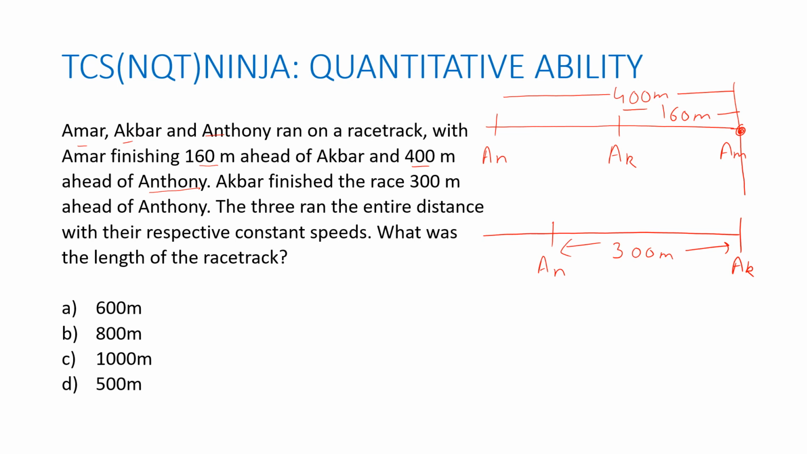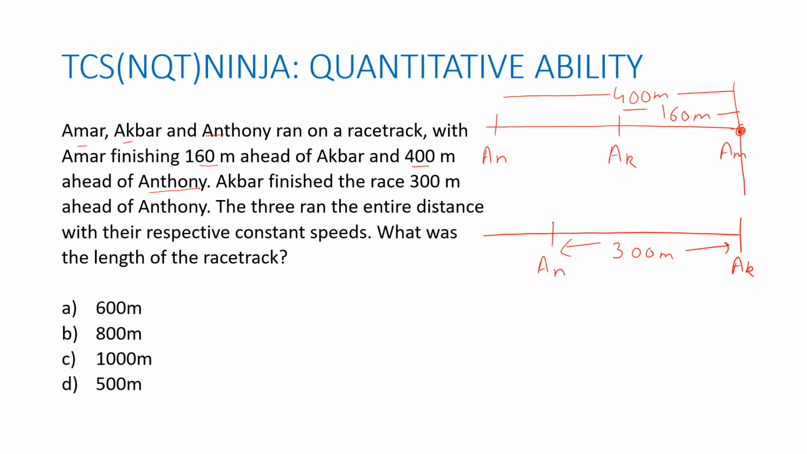And finally, what are they asking? It says they ran the entire race with respective constant speed. What is the length of the racetrack? So as for the start, it seems to be a little baffling, a little confusing, because they were mentioning the gaps between the racers when one of them is completing the race and when this second guy Akbar is completing the race, and finally they're asking what is going to be the length of the racetrack.